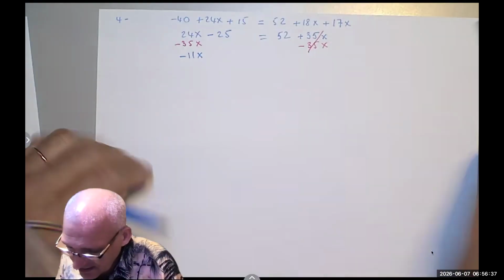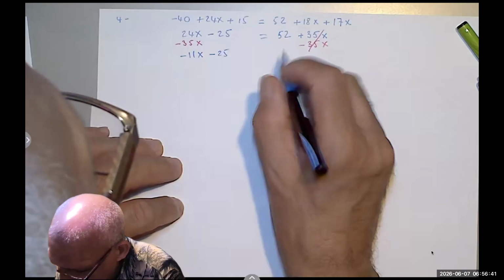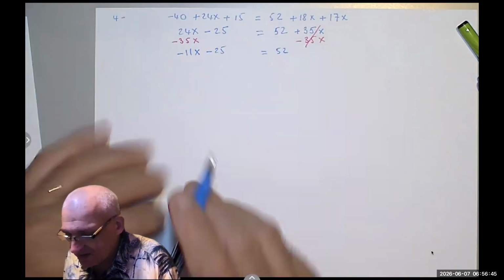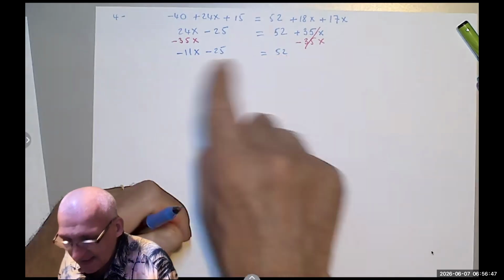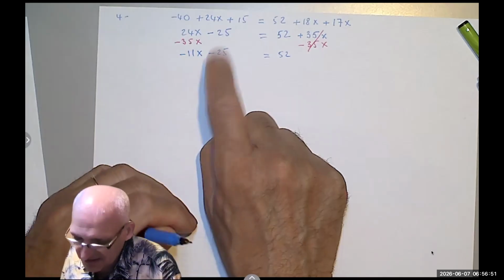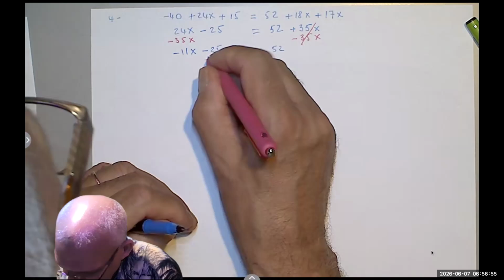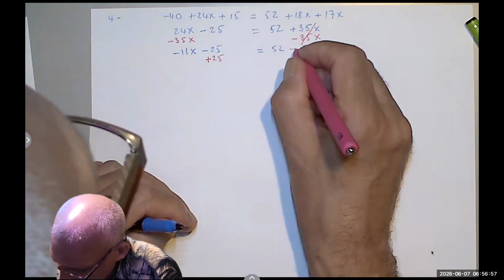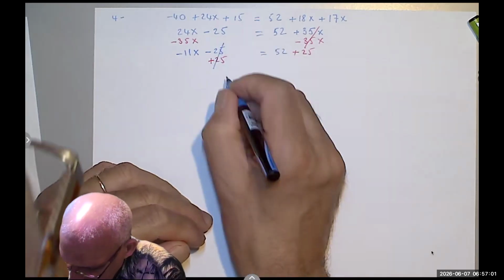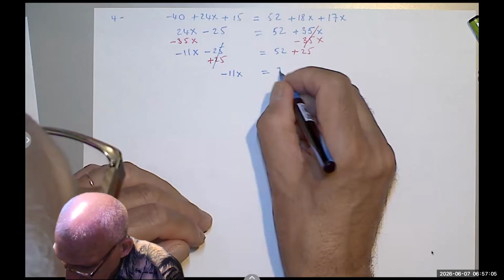The next thing, so I'm going to say negative 12x minus 25, negative 11x minus 25 equals 52. Now I got all the x's on the left, but I still have a constant. Again, it's subtracted from something, so I add it to that thing, and I add it on the right. These cancel each other, and then I get negative 11x equals 77.